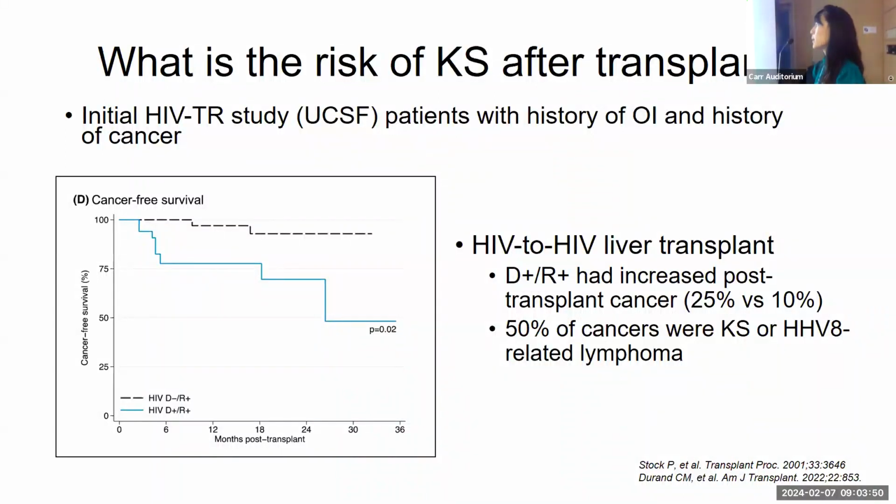This data came out a couple of years ago from the National HOPE study group. They saw that among liver transplant patients, if they were HIV to HIV, so donor positive HIV, recipient positive HIV, compared to donor negative, so getting an HIV negative organ, those who got an HIV positive organ were actually at an increased risk of post-transplant cancer. So 25% versus 10%. And of those, 50% were actually either KS or HHV related lymphoma. So definitely something for us to be aware of going into transplantation.